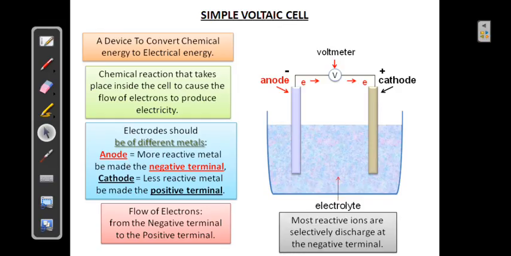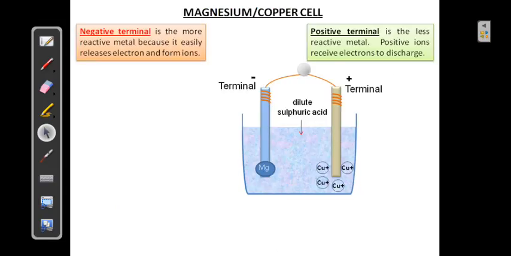So in this case, the most reactive ions are selectively discharged at the negative terminal, whereas in the electrolytic cell it is the least reactive, but for the Voltaic cell, it is the most reactive. See the difference? Alright. So here's an example of a magnesium copper cell.